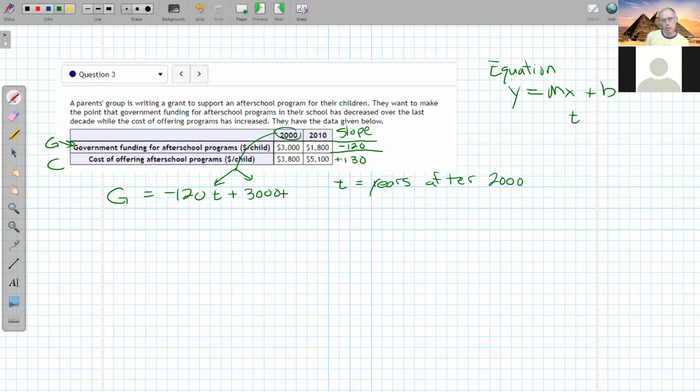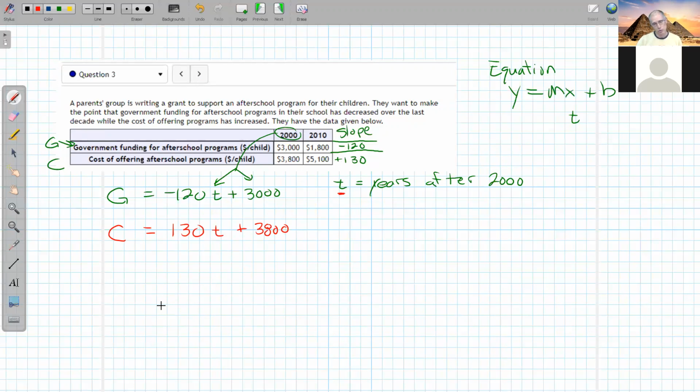So that makes the equation pretty easy to come up with. Similar for the cost, let's do that in red. That would be positive 130 is the rate of change, the slope, times the time, plus, again, we'll start in 2000, so that would be 3,800. And again, that's still the same t years after 2000. And so the equations are pretty convenient when we choose a convenient starting year. The hardest part was finding the slope for those two.